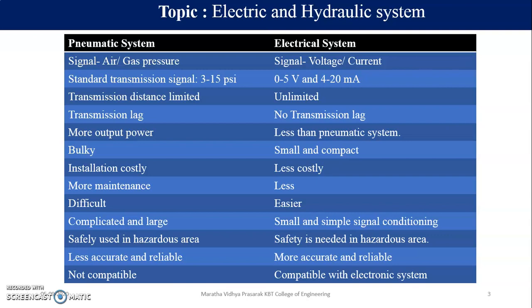Safely used in hazardous areas is pneumatic, where safety is needed. Now in a hazardous area, we know that even 3 volts can create fire. So if we use an electrical system in a hazardous area without any safety, there are already gases there, and due to sparking there can be an accident or explosion. So electrical systems are used in hazardous areas only and only when they provide intrinsic safety barriers, that is, isolation barriers. If that safety is not added into the electrical system, they are not used in hazardous areas.